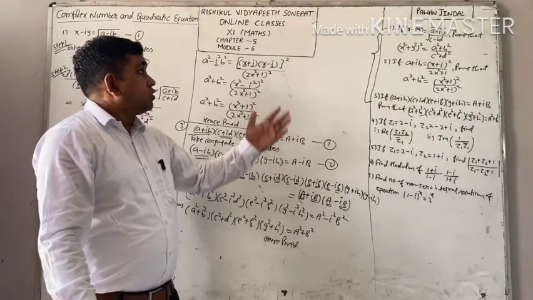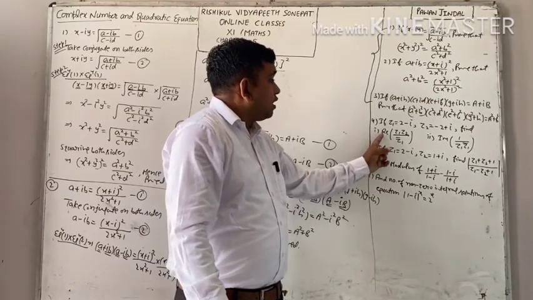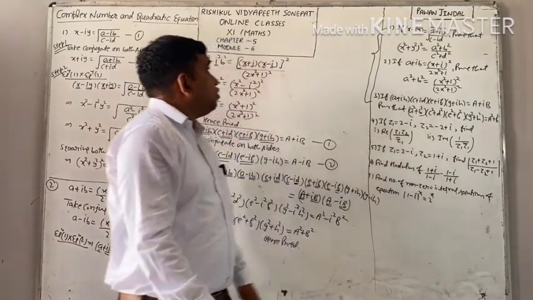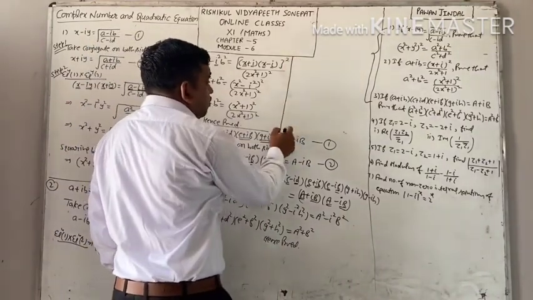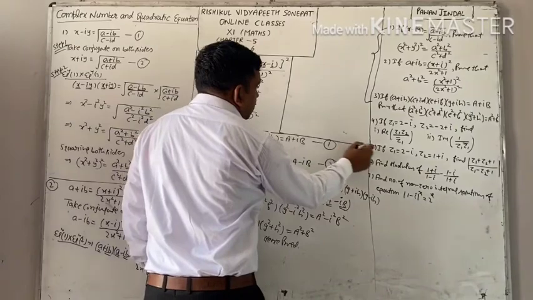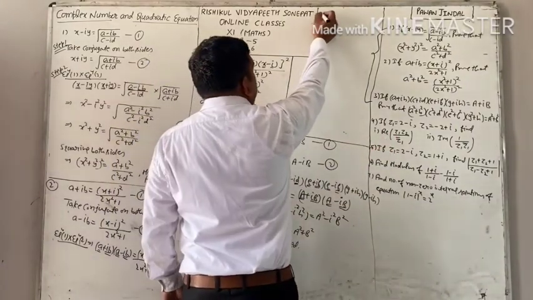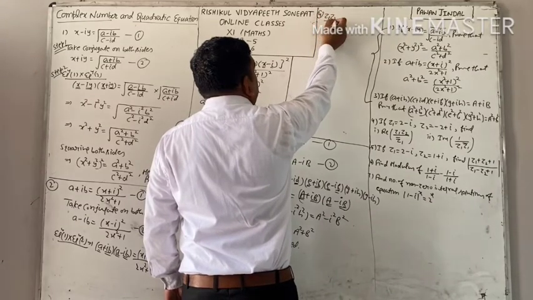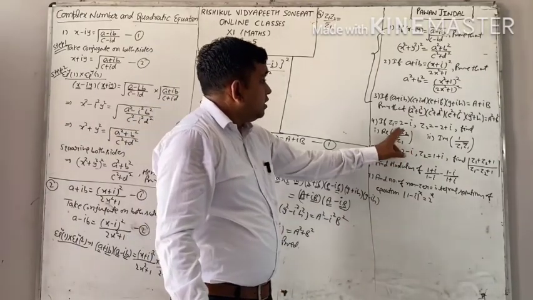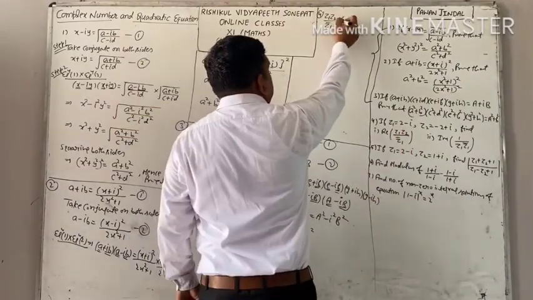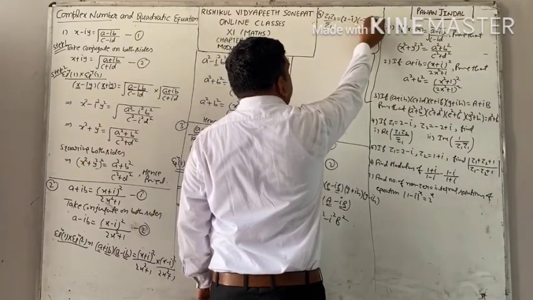Now move to next question, that is your question number 4. In question number 4, we have to find out real part of z1 into z2 upon z1 bar. First of all, we will find out the value of z1 into z2 upon z1 bar. See here, question number 4. What is z1? z1 is 2 minus i. z2, that is your minus 2 plus i.